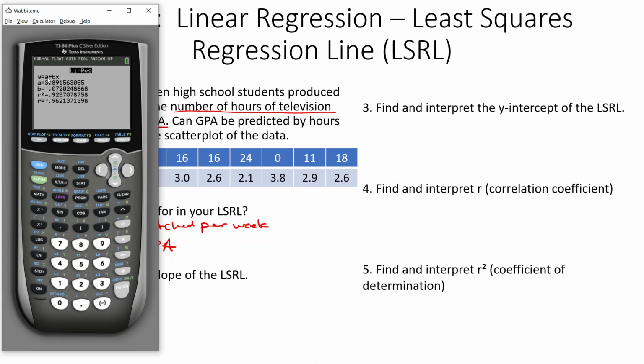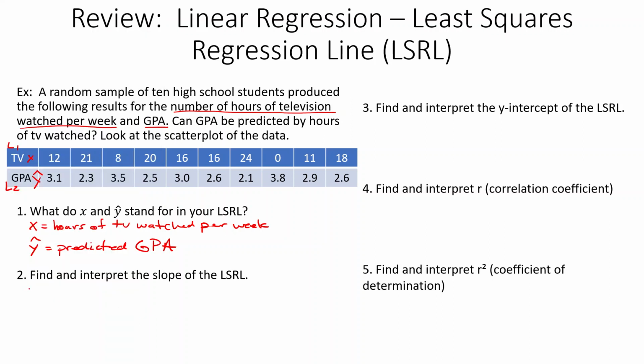So it tells us our y-intercept, our A is 3.89. And our slope is negative 0.072. So our slope, which we use the letter lowercase b for, is negative 0.072. So there's finding the slope. Now we need to interpret the slope.